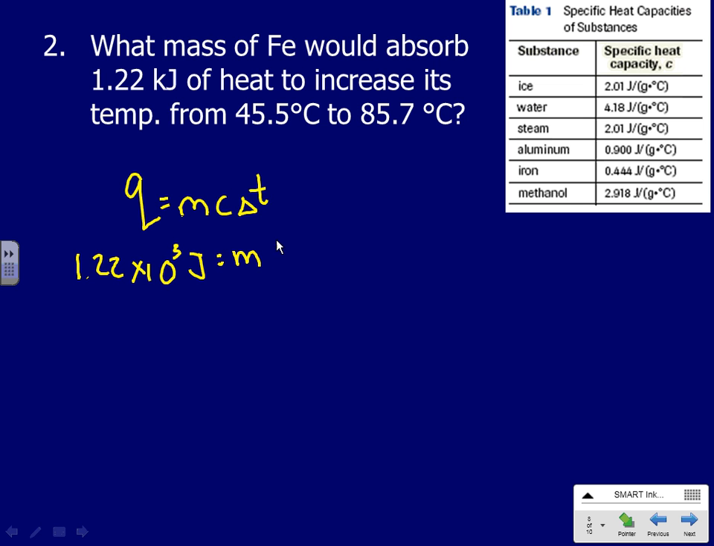We're looking for an M. C for iron, 0.444. Delta T. Again, I like putting it all in one shot. Again, we've got to be very careful. From 45.5 up to 85.7, so 85.7 minus 45.5. Remember, we got to do these brackets first, and then we'll divide off. I could divide by that subtraction. What is that? 40.2? Looks like 40.2. Anyway, got to divide off 40.2, got to divide off the 0.444.